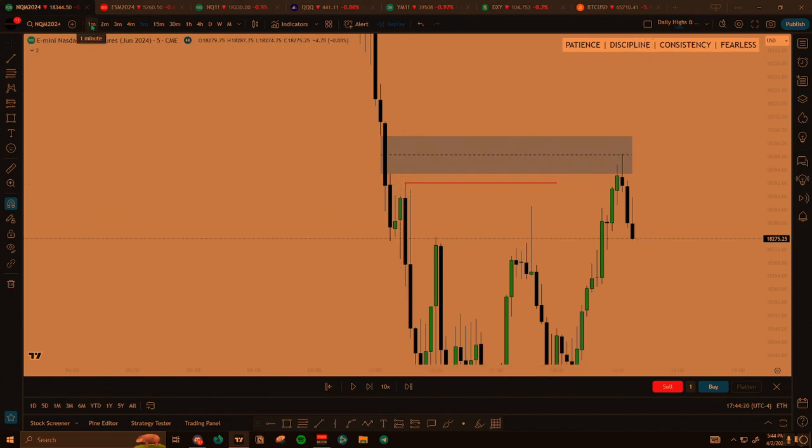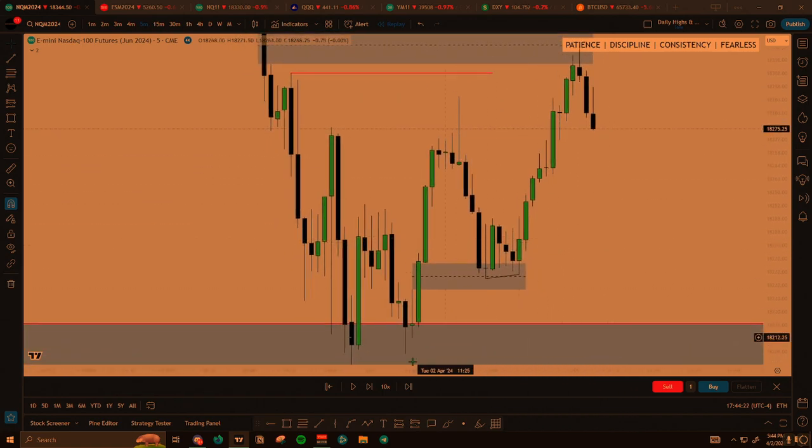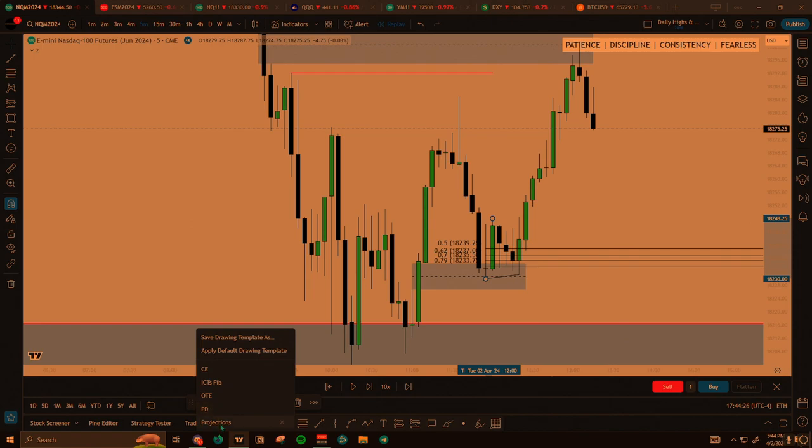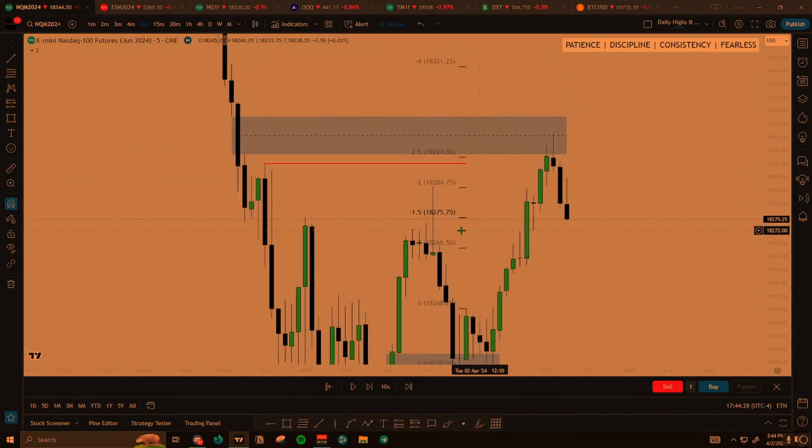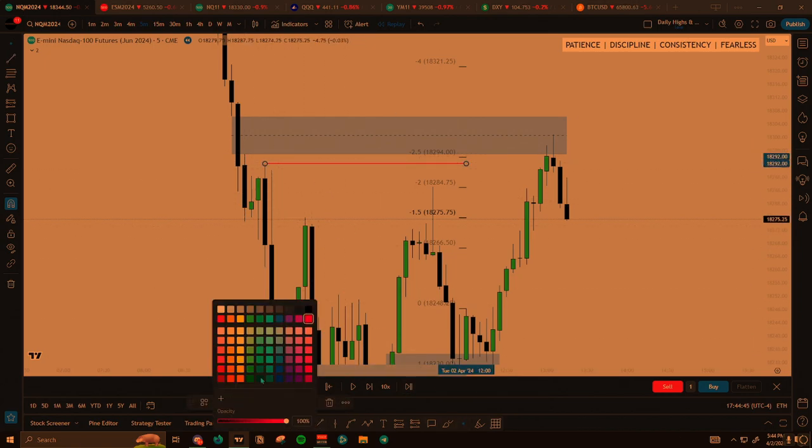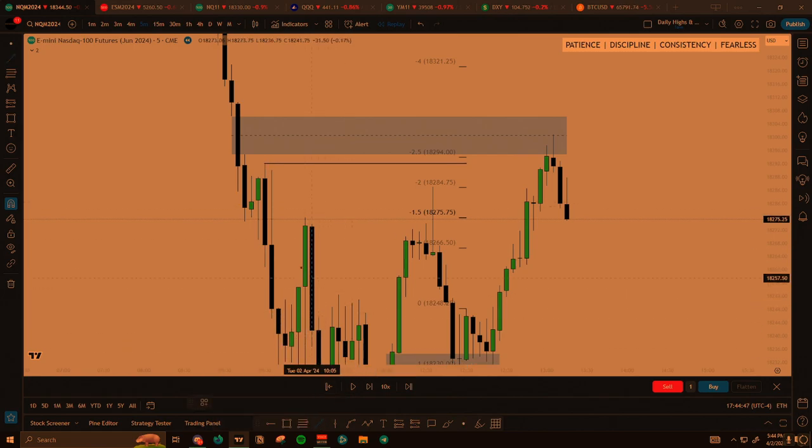So what did I do? I used my standard deviations. This is the last manipulation leg before the distribution leg. Use that. What do we have? 1 to 1.5. 2 standard deviation lining up perfectly with the high of this candle. 2.5 with the 5 minute high. And I understood that the draw on liquidity was this 5 minute gap, so that was where I was targeting. Instead of targeting this high here, I was actually able to squeeze out a few more points and target up here.